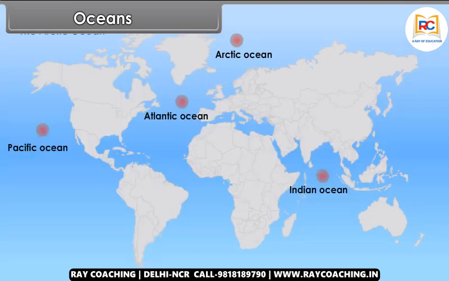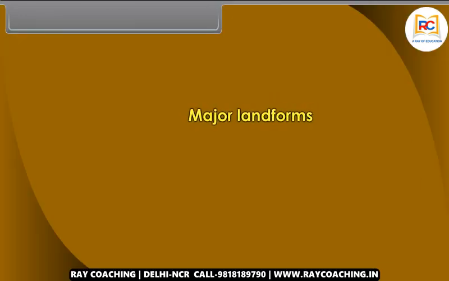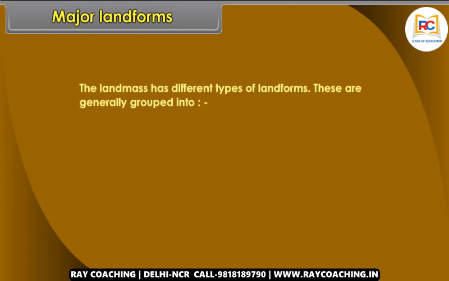The Arctic Ocean. The Arctic Ocean in the North Polar region is the smallest ocean. It is almost completely surrounded by land mass. The water remains frozen almost throughout the year. Major landforms. The landmass has different types of landforms. These are generally grouped into mountains, plateaus, plains.